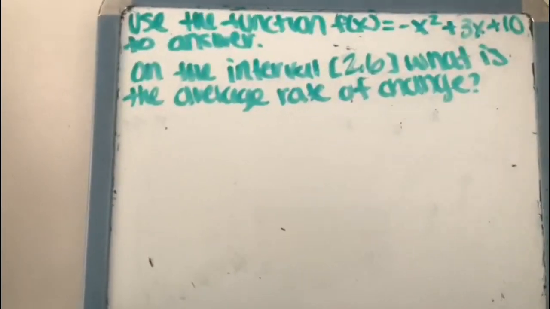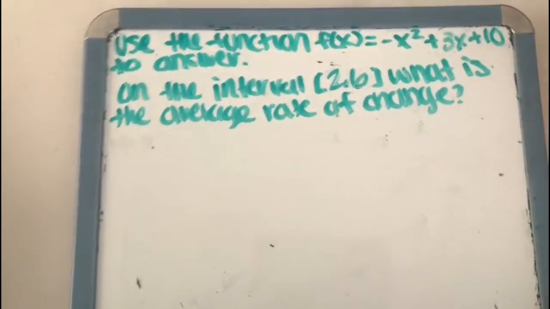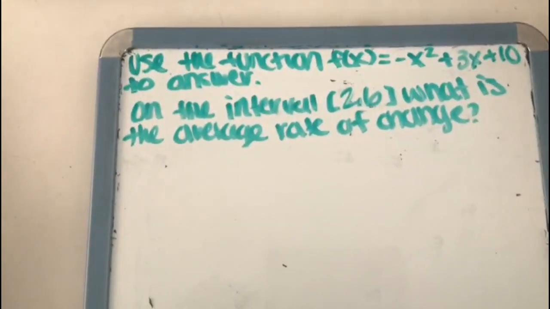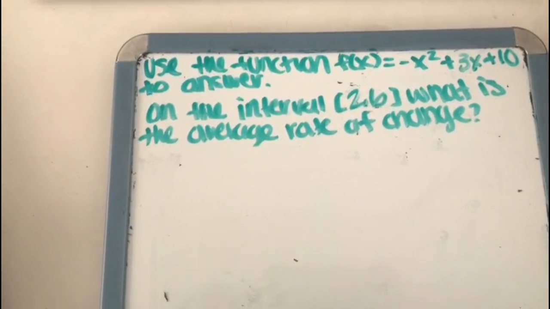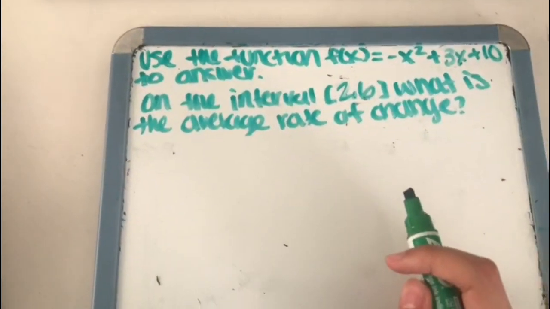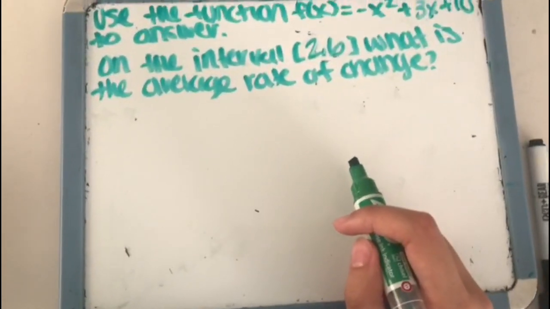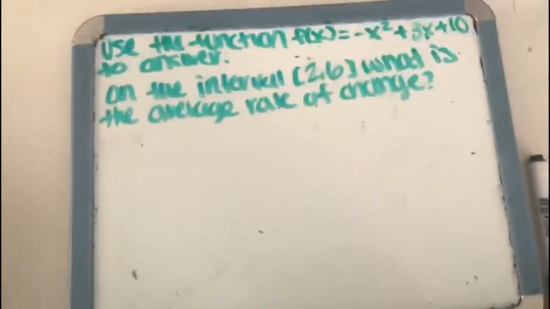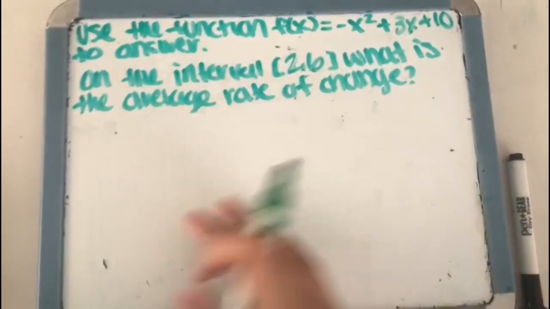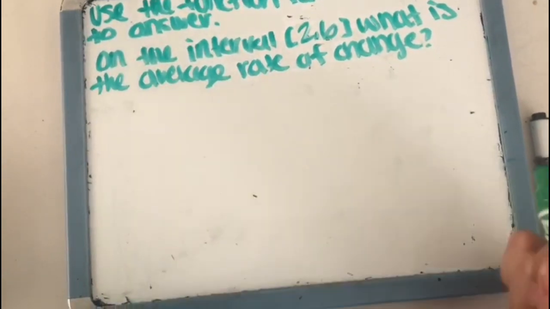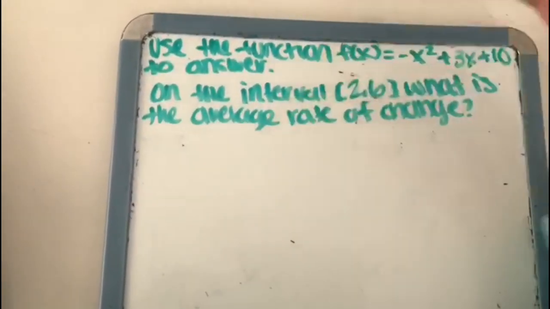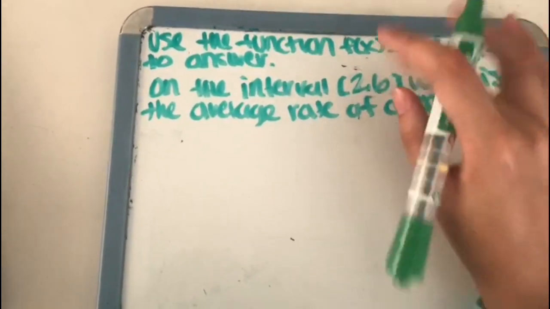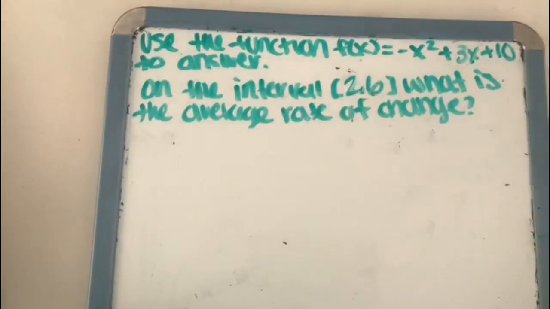Alright, so this is the algebraic portion of the GNAW problem, and we're going to be solving this. Use the function f of x equals negative x squared plus 3x plus 10 on the interval 2 to 6. What is the average rate of change? We're going to be using the formula f of b minus f of a over b minus a. We're basically just going to be interpreting the interval into the formula and then solve from there.